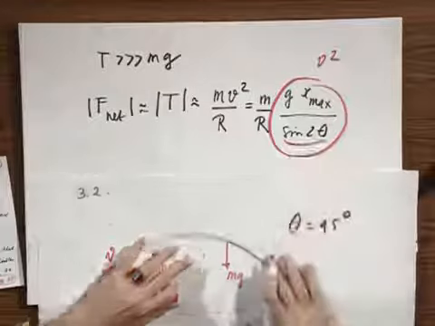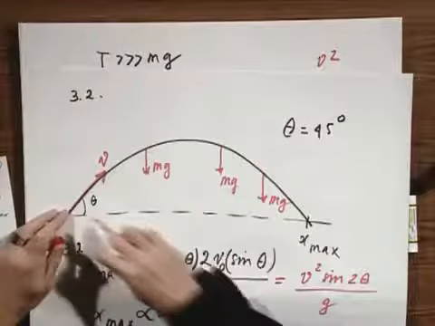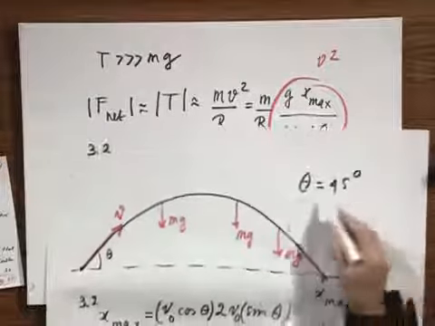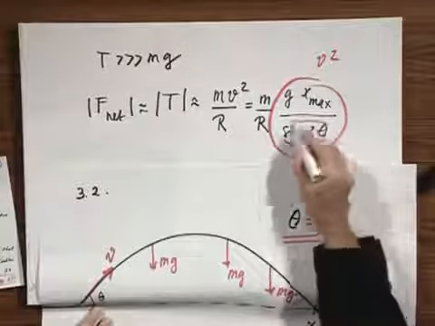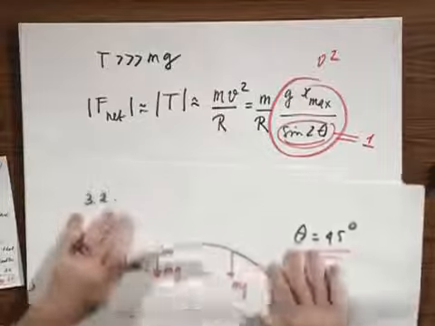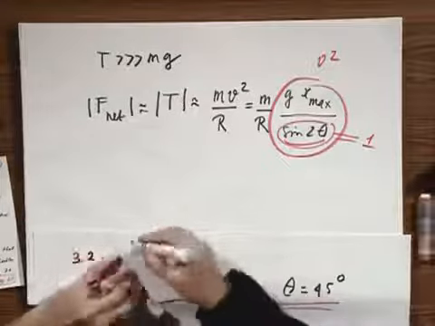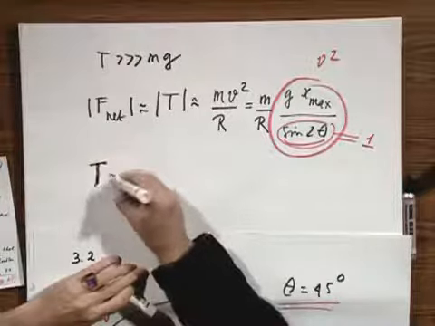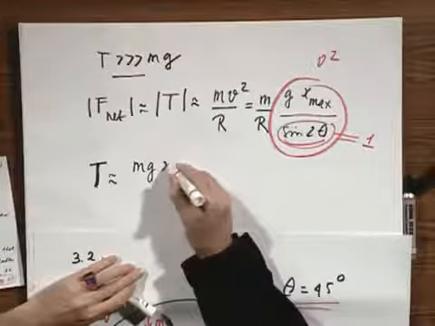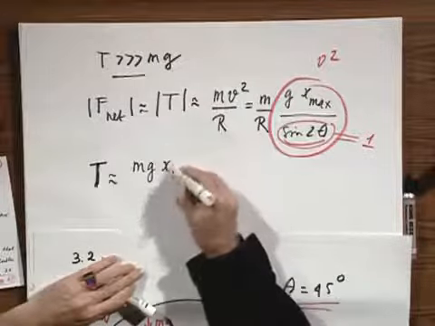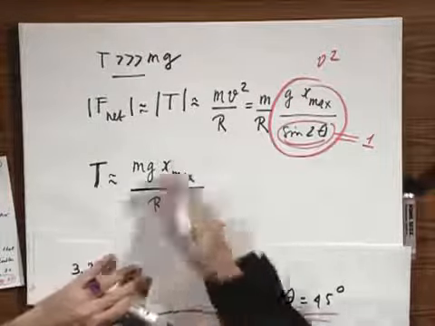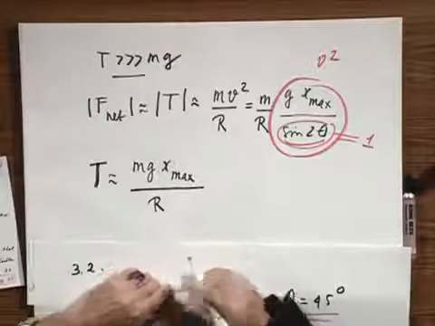I'll take the case that the object reaches the farthest distance possible. That means the sine of 2 theta must be 1. That means theta is 45 degrees. So I will assume that this equals 1. And what I find then, that's one of the results that you were asked to calculate, is that the tension, to very good approximation, this holds, equals mg times x maximum divided by capital R. I think in your problem they call this x, and I think they call this L, but that of course is just a matter of semantics.